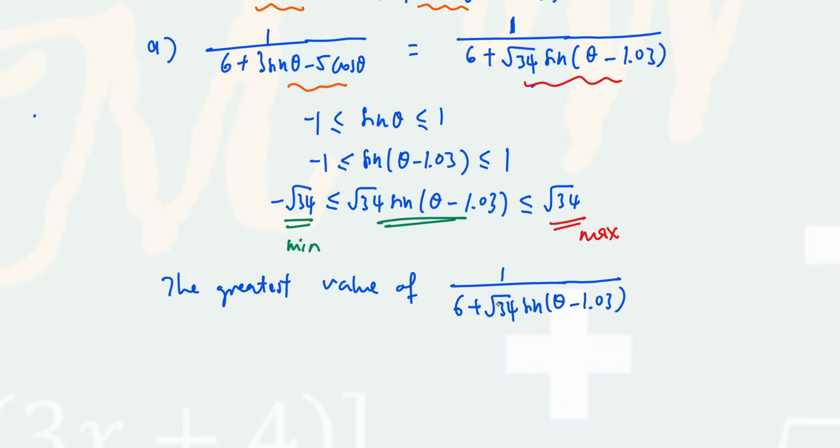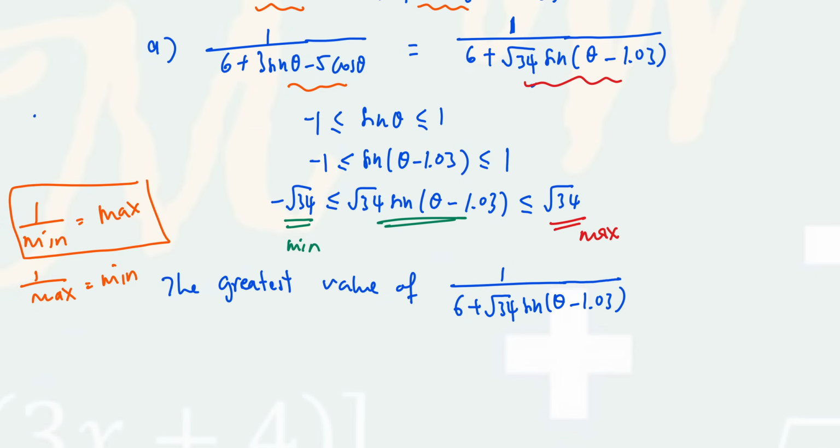So you must understand that if you need to get the greatest value for this rational function, whereby the variable, the one that is changing, is the term with the sine, that means the term with the sine is the denominator. So we must use this concept: 1 over minimum is going to be maximum. 1 over maximum will be minimum. Greatest is actually the maximum. Therefore, I will be using this concept because we need to find the greatest value. So it will be 1 over minimum.